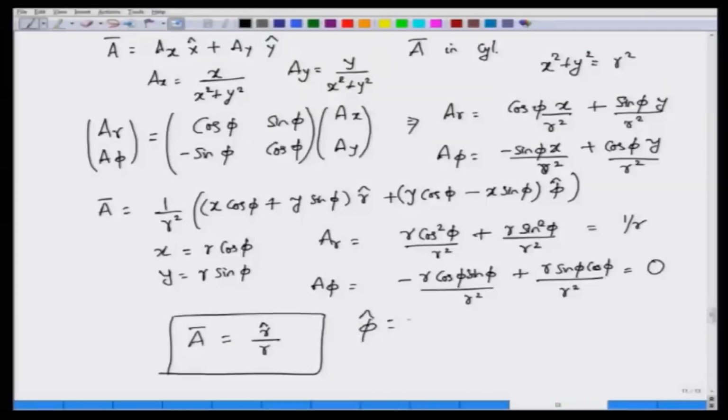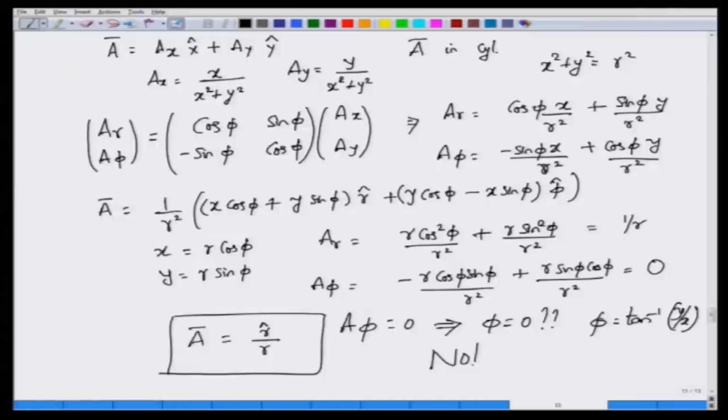Does it really mean that if the a phi component is equal to 0, that is, any phi component is equal to 0, this implies that phi is equal to 0? No, phi is not 0. Just because there is no phi component, it does not mean that phi is also equal to 0. In fact, phi is given by inverse tan of y by x.